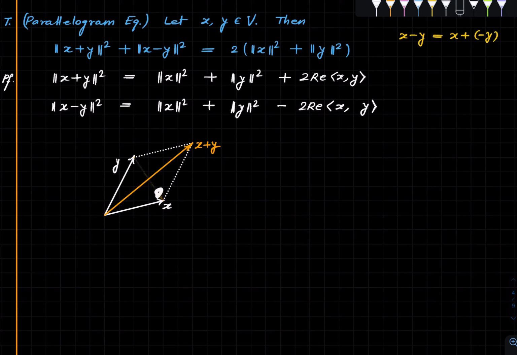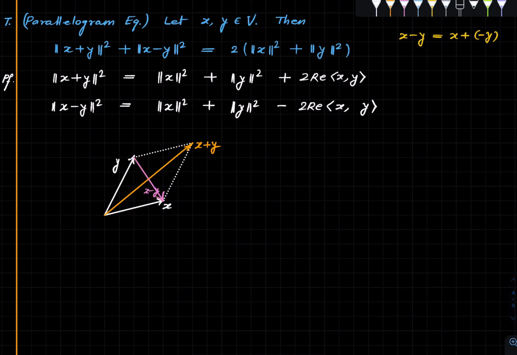Maybe I'll use a different color. This is x minus y. So when I say this is x minus y, I mean, if you translate it, this point would be x minus y. But what would be the length of this guy? The length of this guy would be the norm of x minus y.